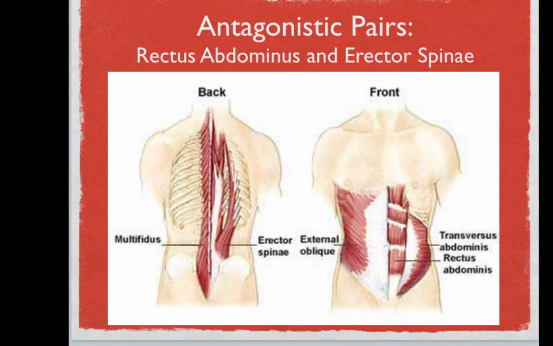Here we have one more set of trunk muscles. The erector spinae on the back are muscles involved in helping you stand up straight. In other words, they help to extend your back. On the front, you have your rectus abdominis, which is this main band of muscle right down the middle of the abdomen. Contraction of that muscle is going to flex the trunk.